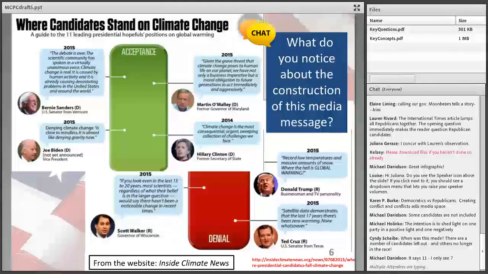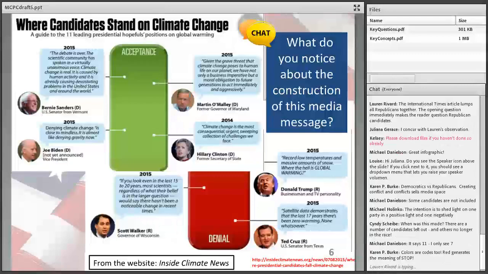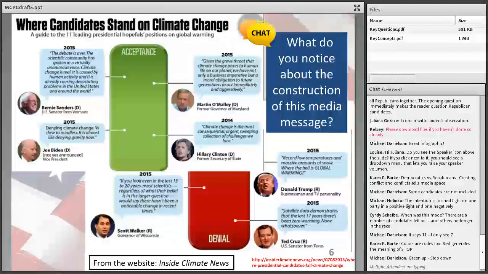In a classroom, if a student said this, we then ask, what's your evidence? Where do you notice the placement that you recognize as positive and as negative? And we would talk about color, placement on the page, perhaps the actual image that's selected, the quote that's selected. So this kind of evidence is partly what we're looking for when we're doing what we call constructivist media decoding.